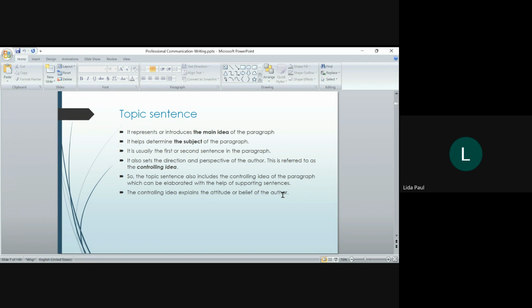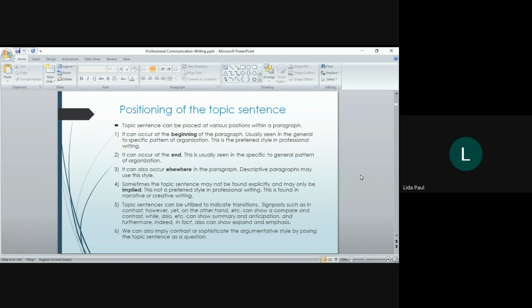It also talks about, sometimes if it is an opinion paragraph, like the ones you see in newspaper editorials, the op-eds and all that you read, they're usually opinion columns, right? If it is an opinion piece, then the controlling idea tells you about the attitude or the belief of the author, whether the author is in favor of something or writing against something. So attitudes are mostly reserved for opinion paragraphs. For other kinds of paragraphs, you can simply say it sets the direction and perspective of the author. Okay.